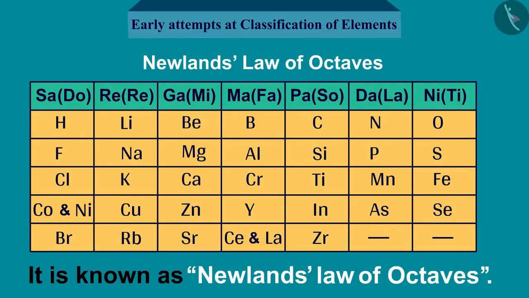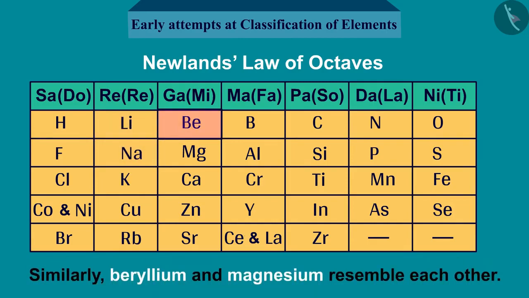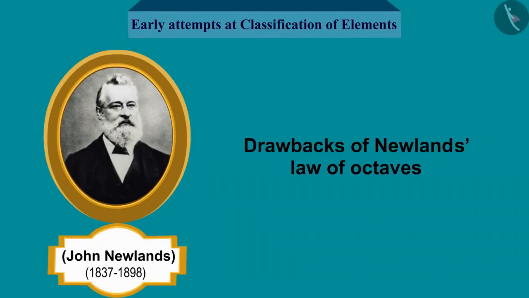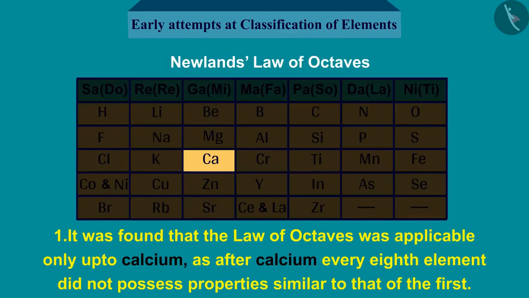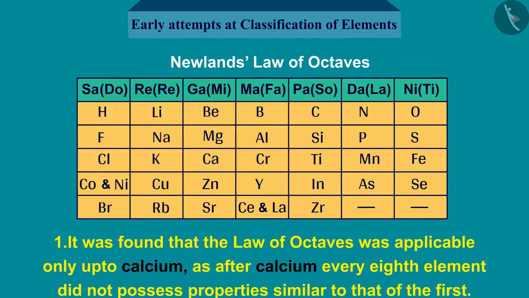In Newland's octaves, the properties of lithium and sodium were found to be the same. Sodium is the 8th element after lithium. Similarly, beryllium and magnesium resemble each other. We will now discuss the drawbacks of Newland's law of octaves. 1. It was found that the law of octaves was applicable only up to calcium, as after calcium, every 8th element did not possess properties similar to that of the first.